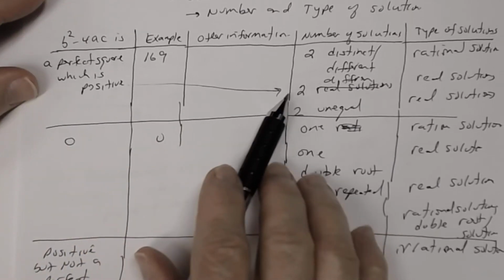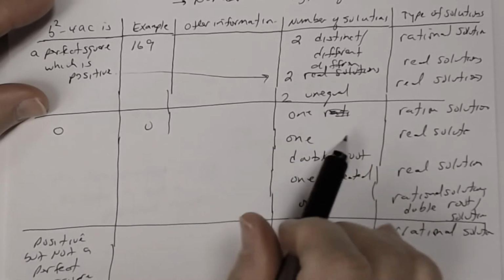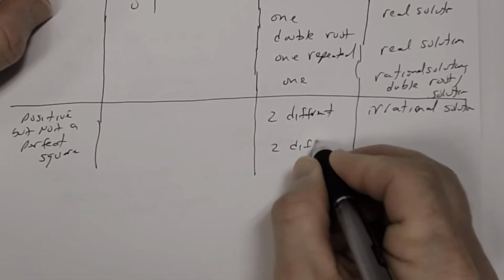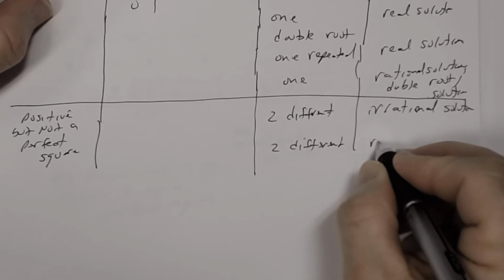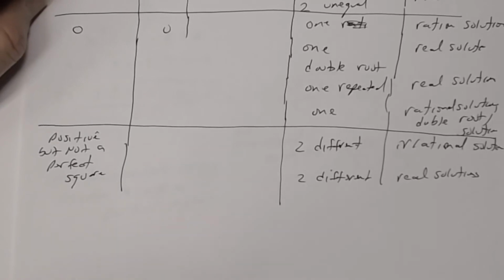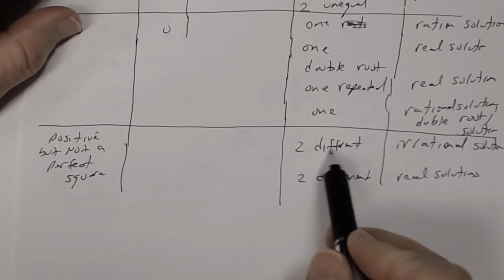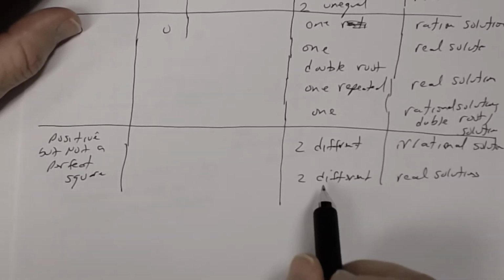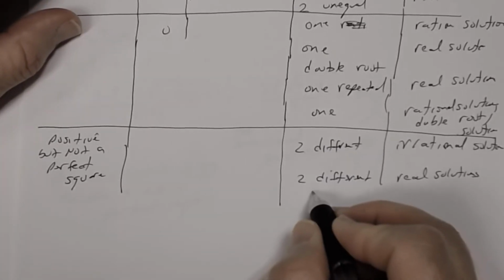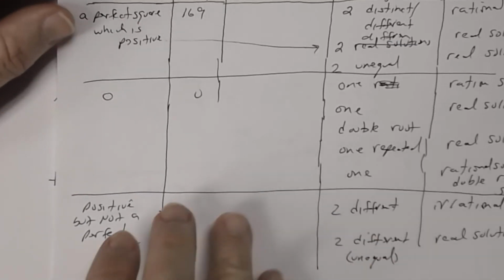If the discriminant is positive, you're going to end up with 2 different real solutions also, right? And different and unequal mean the same thing. So I can say the same thing here. I will also get 2 different real solutions. So we said 2 different distinct irrational solutions, 2 different real solutions. Remember, different means unequal. Okay? All right. So far we have this.